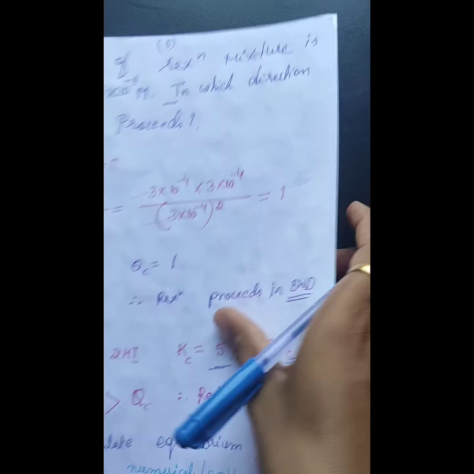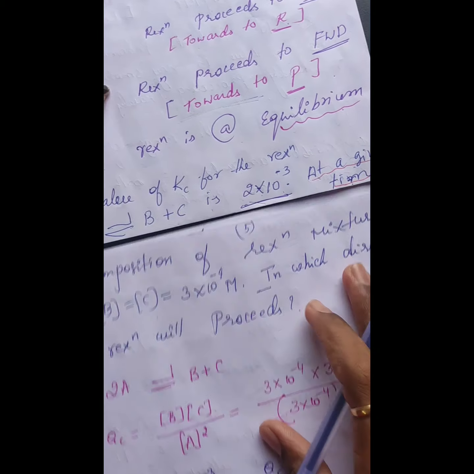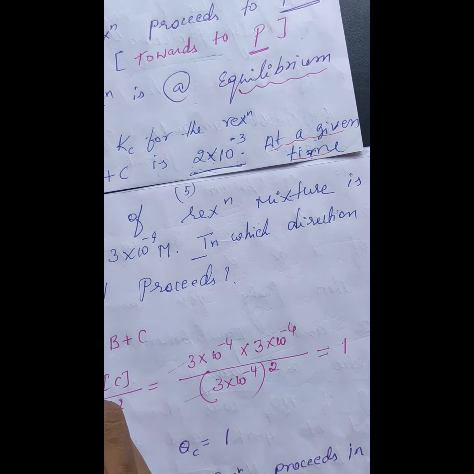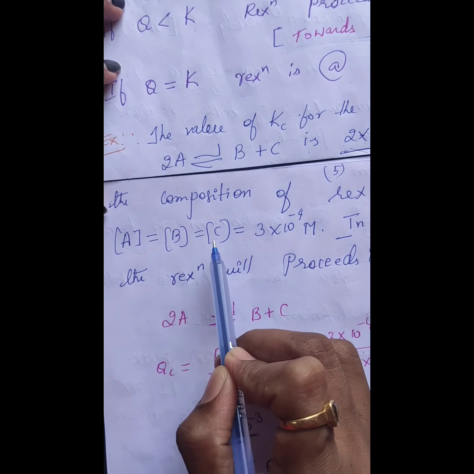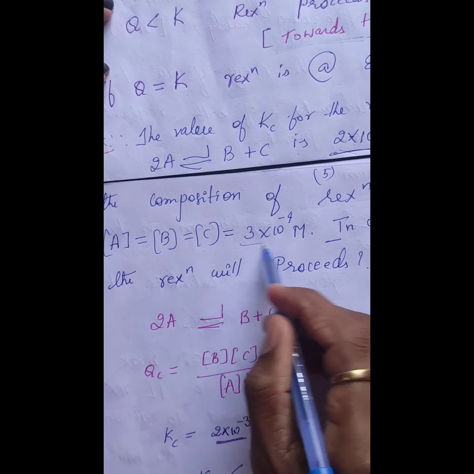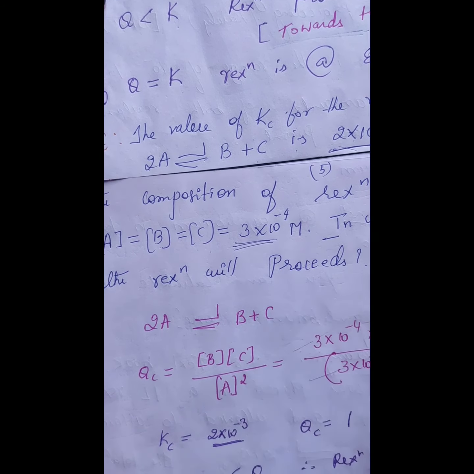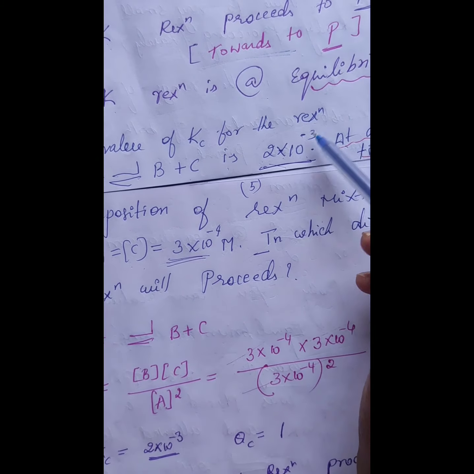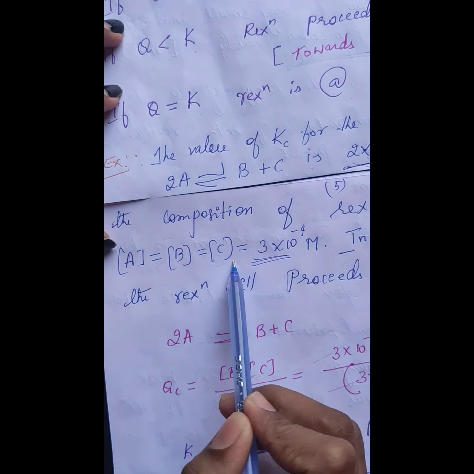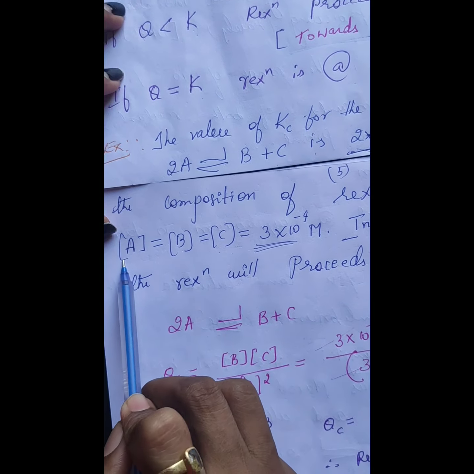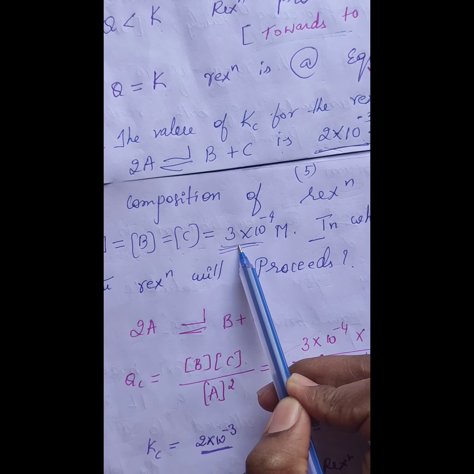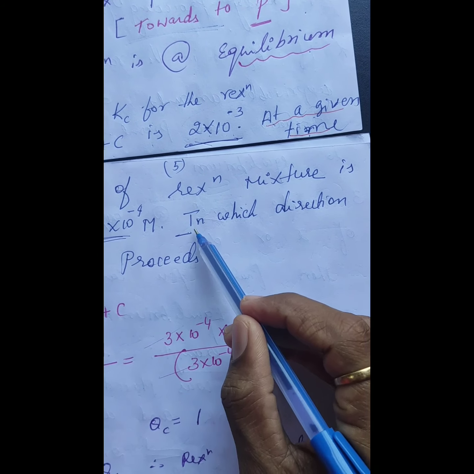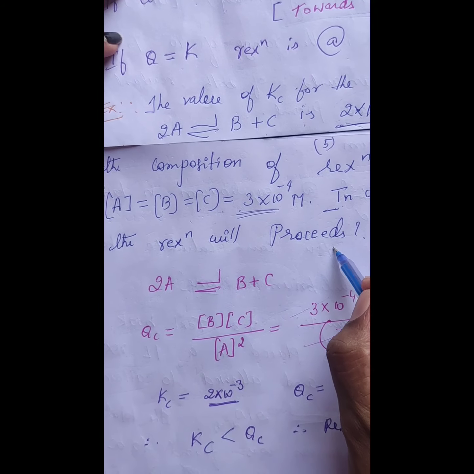So, the composition of the reaction mixture is also given. The concentration of A is equal to the concentration of B, which is equal to the concentration of C, and its value is given. Got it clear? See, Kc value is given, 2 into 10 raised to minus 3. Similarly, the concentration of all the substances, reactant as well as product, is equal to 3 into 10 raised to minus 4 molar. We have to predict in which particular direction the reaction will proceed.